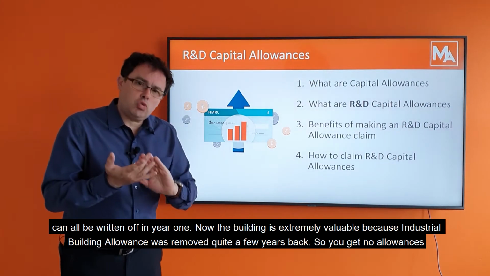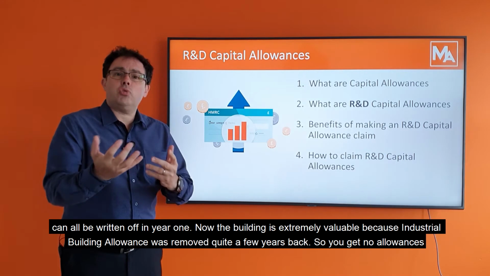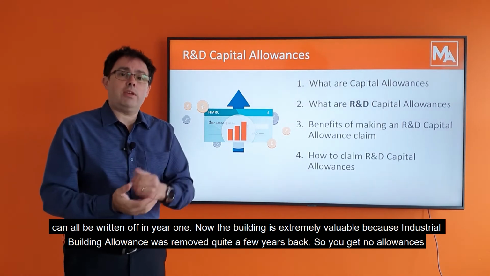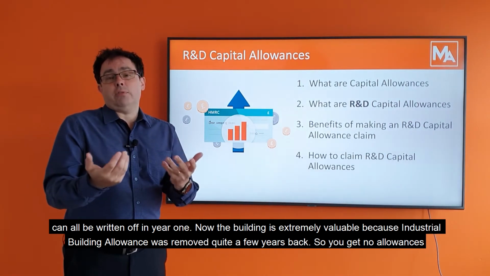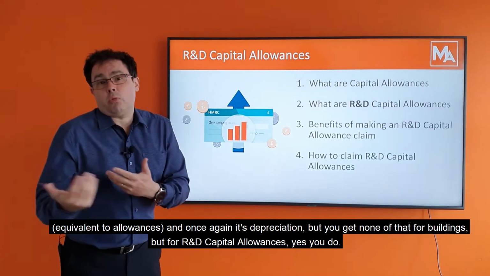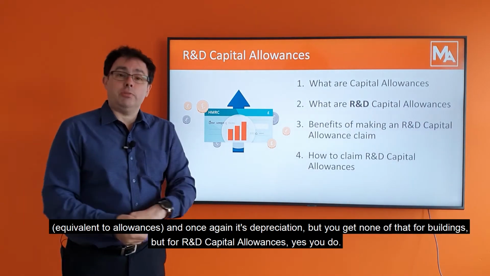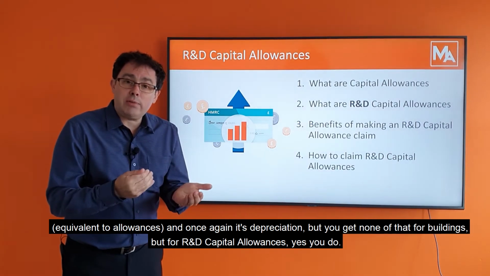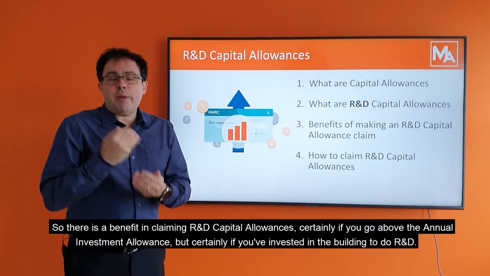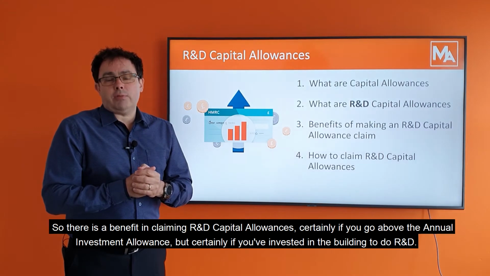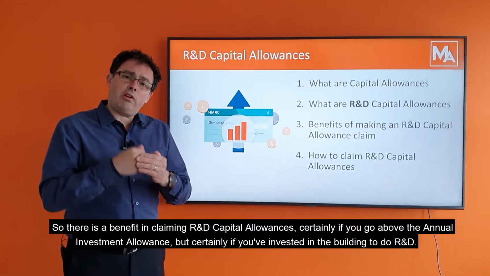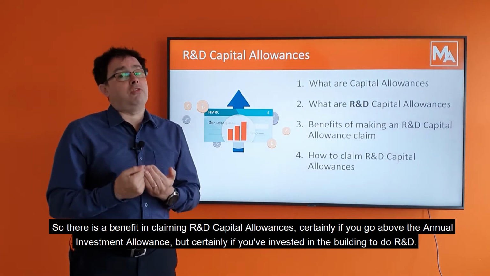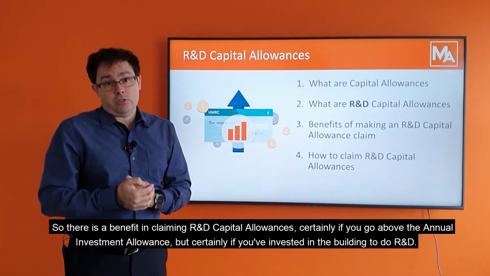Now, the building's extremely valuable because industrial building allowance was removed quite a few years back, so you get no allowances equivalent to depreciation for buildings. But for R&D capital allowances, yes, you do. So there is a benefit in claiming R&D capital allowances, certainly if you go above the annual investment allowance, but certainly if you've invested in a building to do R&D.